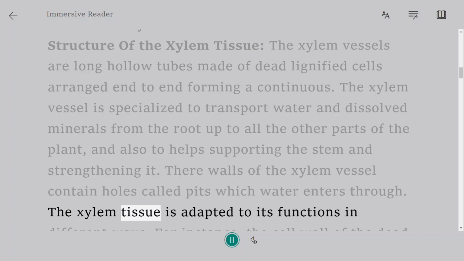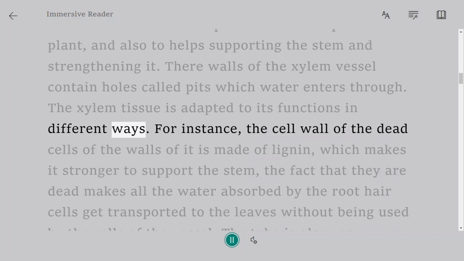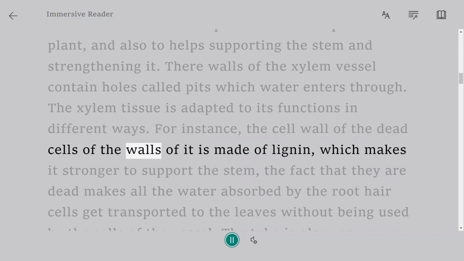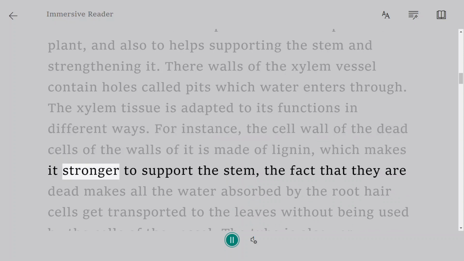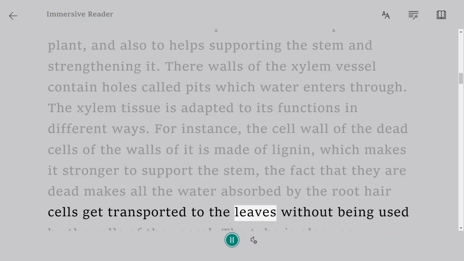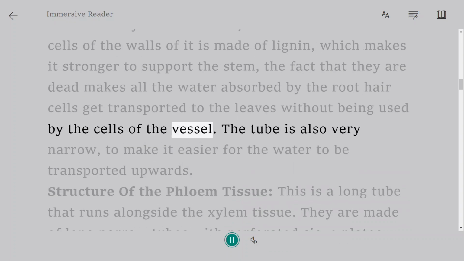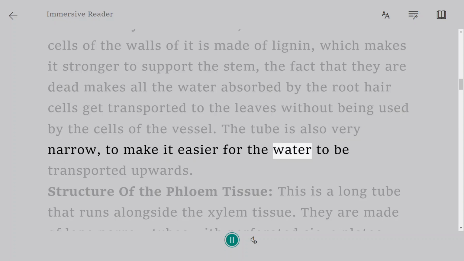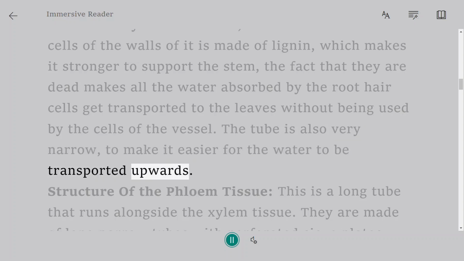The xylem tissue is adapted to its functions in different ways. For instance, the cell wall of the dead cells is made of lignin, which makes it stronger to support the stem. The fact that they are dead makes all the water absorbed by the root hair cells get transported to the leaves without being used by the cells of the vessel. The tube is also very narrow, to make it easier for the water to be transported upwards.